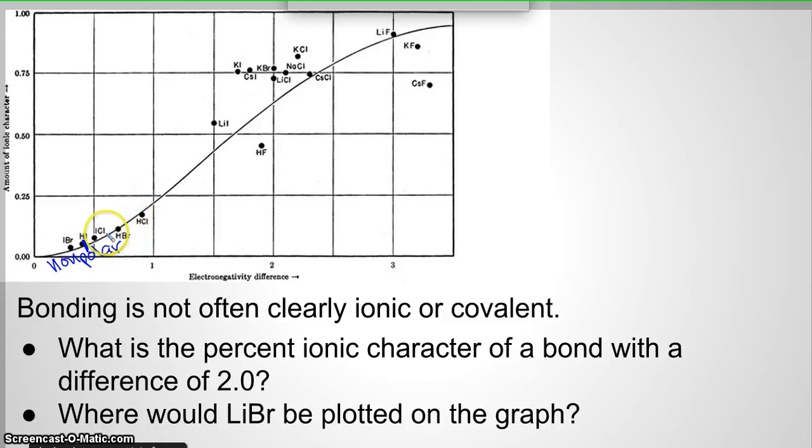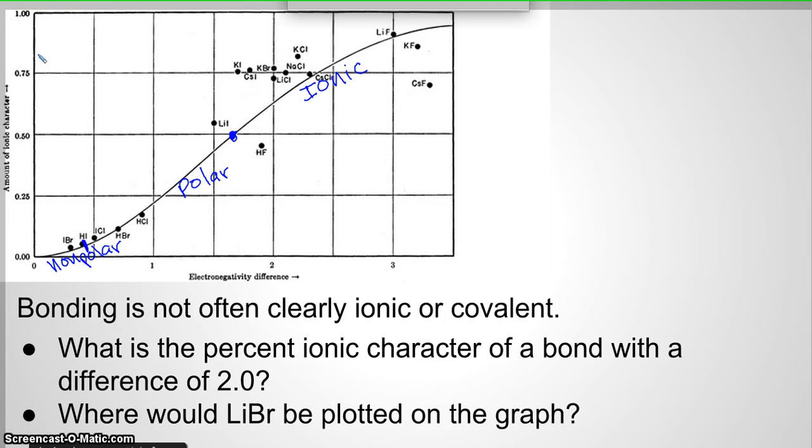All right, and then we said in the region from 0.4 up to 1.7, which is about right here, that region is going to be the polar covalent region. And then above 1.7, that's going to be our ionic region. And as you can see, the amount of ionic character increases as we go up. So the bigger our y-axis, the more ionic the bond is, meaning the more the electrons are transferred from one to the other. So let's look at our questions here.